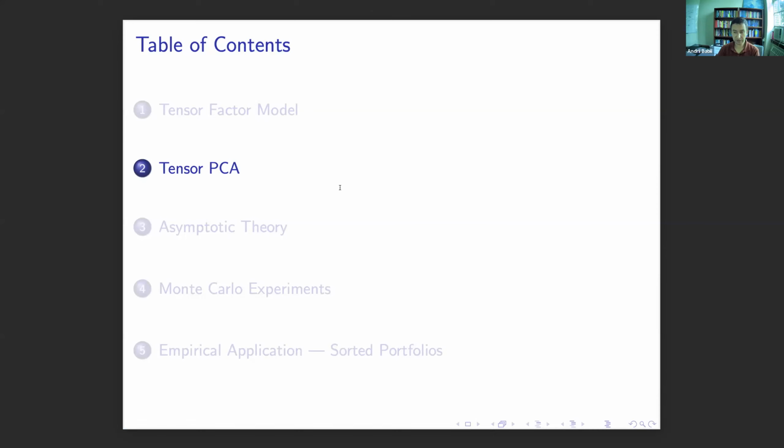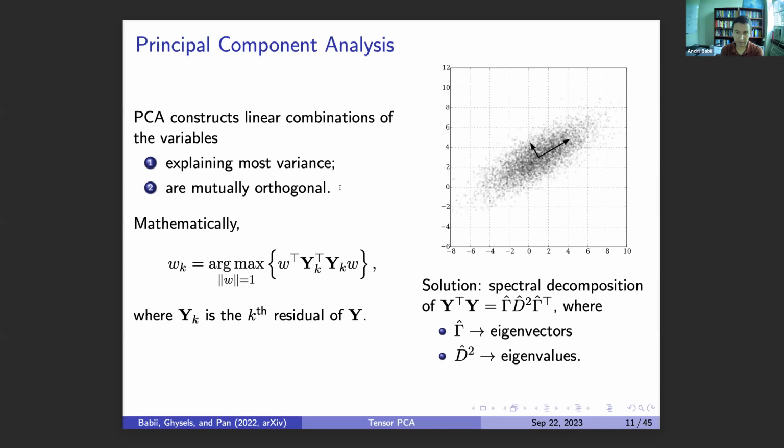So next, I'll talk about the Tensor PCA procedure. In the two-dimensional case, PCA tries to find linear combinations of variables, so directions in the multi-dimensional space where we have most of the variation of the data. So here on this scatter plot, we see that most of the variation happens along this dimension. So this is the direction for the first principal component, and then we have the remaining orthogonal second principal component.